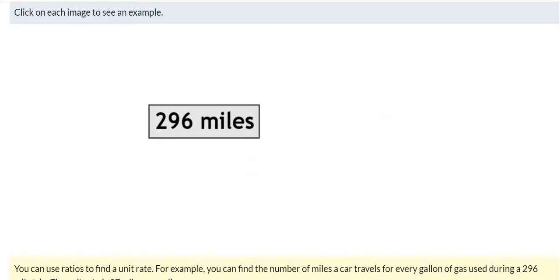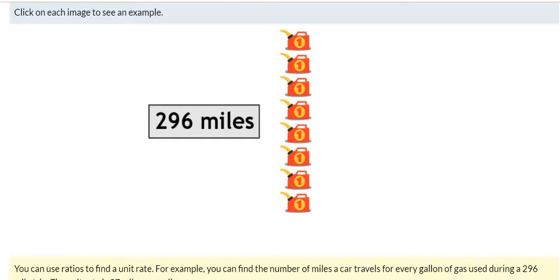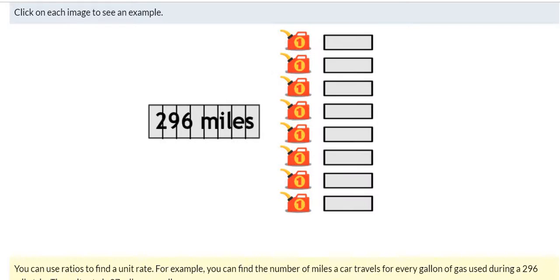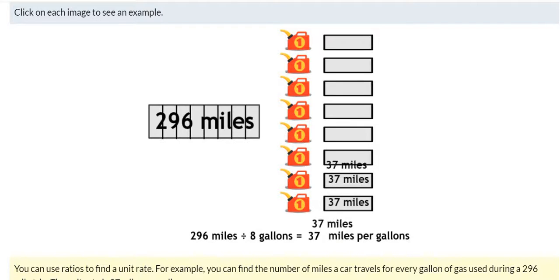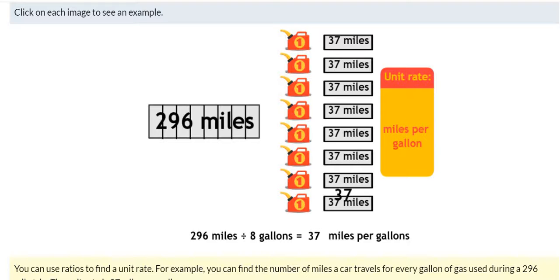Zooming in here, they said 8 of these gallons will let you travel how far? 296 miles. So to see how many miles I get per gallon, what are they doing? They're dividing. 37 miles. So I get 37 miles for each gallon of gas I'm putting into the car.